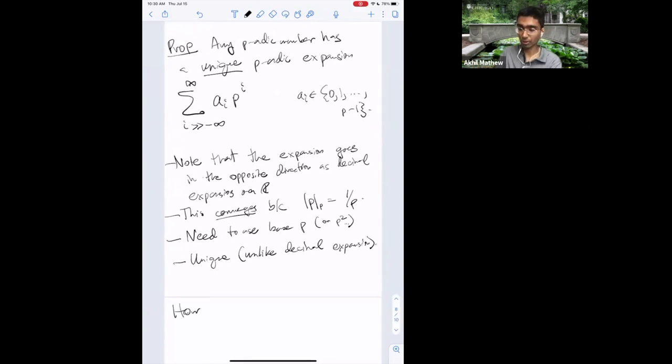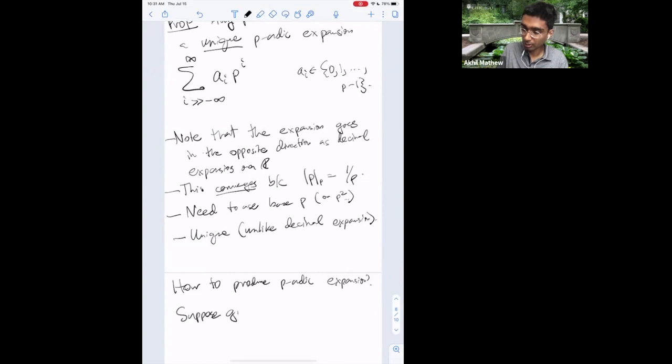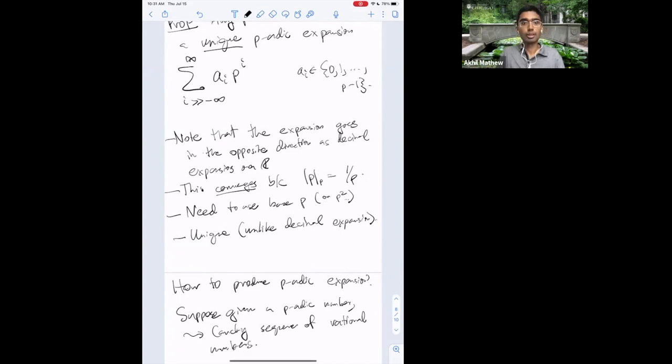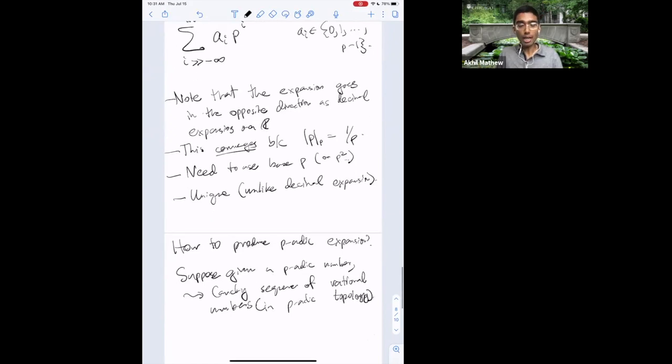Right. So how do you produce a p-adic expansion? For example, if you're given a p-adic number, you can think of it as a Cauchy sequence of rational numbers that are getting closer and closer to each other in the p-adic topology. Suppose you're given a p-adic number; it yields a Cauchy sequence of rational numbers in the p-adic topology. Let me make things simpler for myself by assuming that you have a sequence of integers.